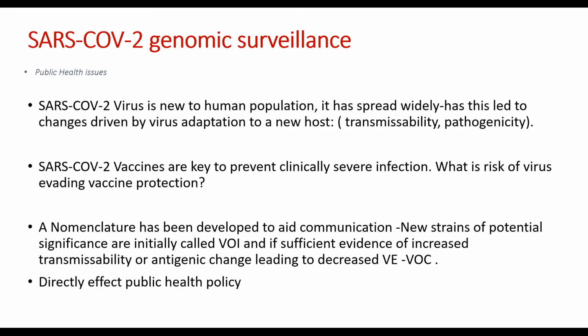So WHO developed a nomenclature to aid communication between the population and the academia. We have what we call variants of interest, which are new strains that are emerging and have the potential to spread more easily. And we have the variants of concern, for which we have sufficient evidence of increased transmissibility and/or antigenic change that can lead to decreased vaccine effectiveness. So the genomics here directly helps the efforts and has an effect on public health policies.